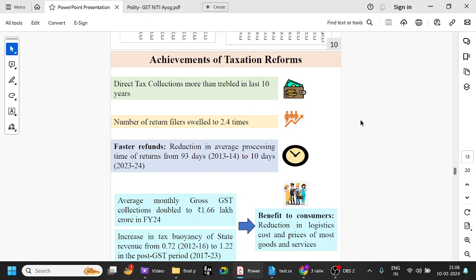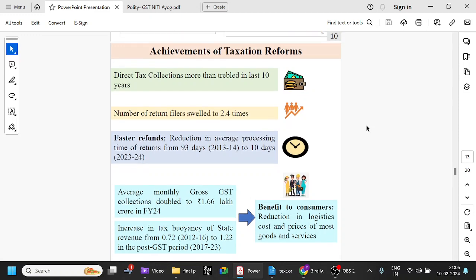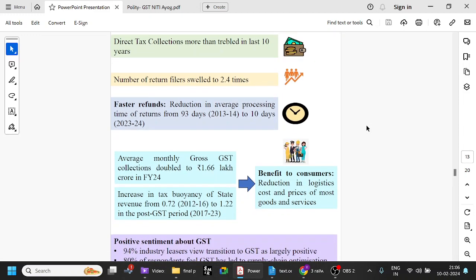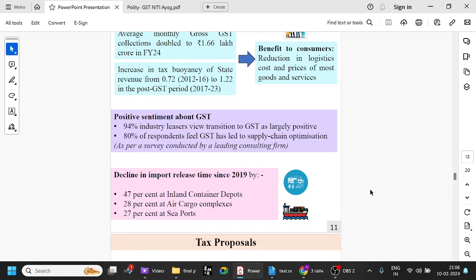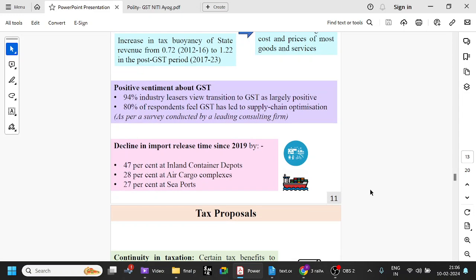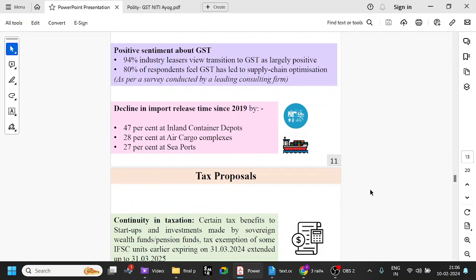So, taxation reforms. Direct tax collections have tripled in the last 10 years. Fine. You can't remember all these numbers, but try to remember this. The average monthly gross GST is about 1.66 lakh crore. Just now we have seen 1.7, right? So on average, it's about 1.6, 1.7. And there is an increase in the tax buoyancy of states, so revenue is increasing. Reduction in logistics cost, etc. All that is fine. Faster refunds, positive GST sentiment in the industry, people have approved, and import release time.